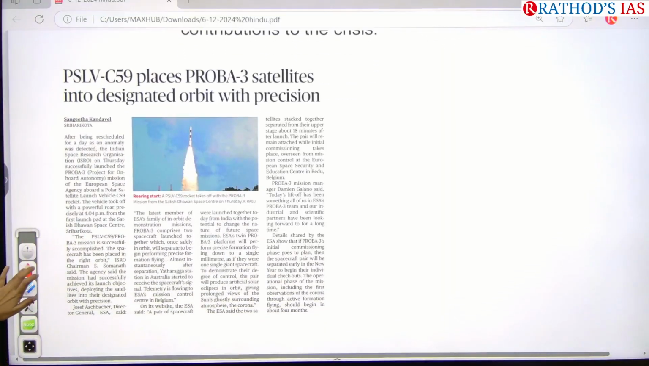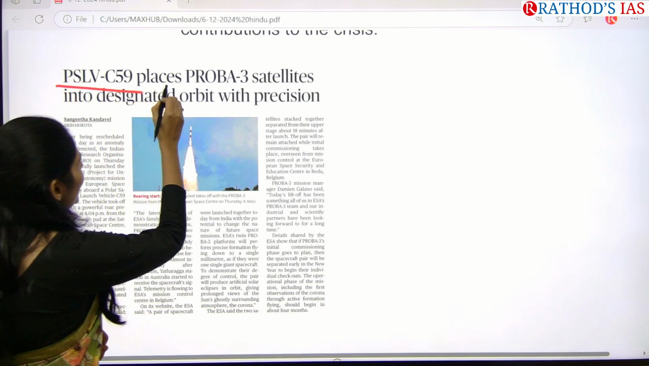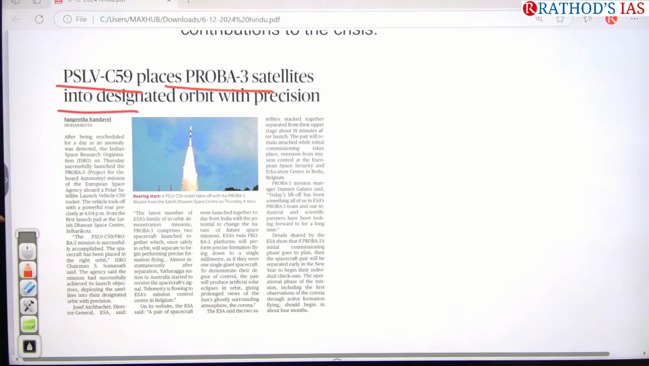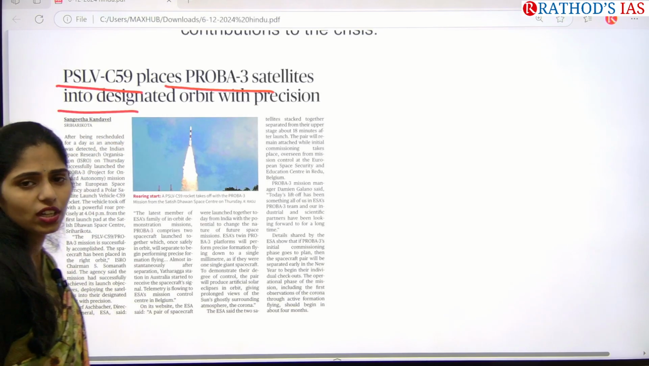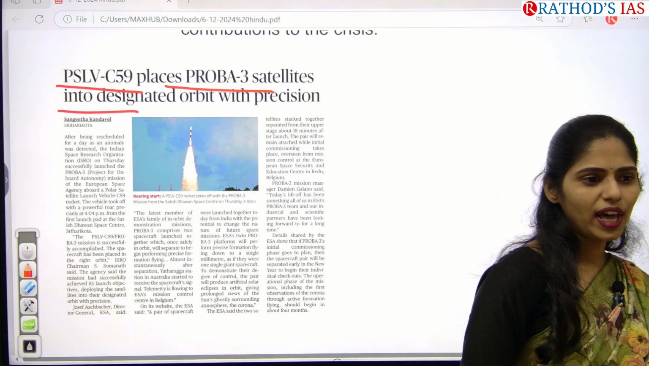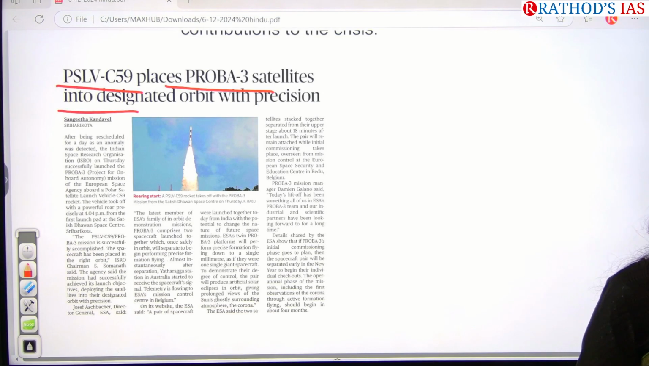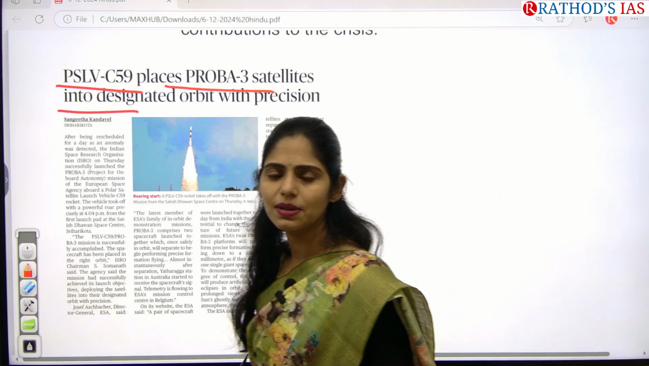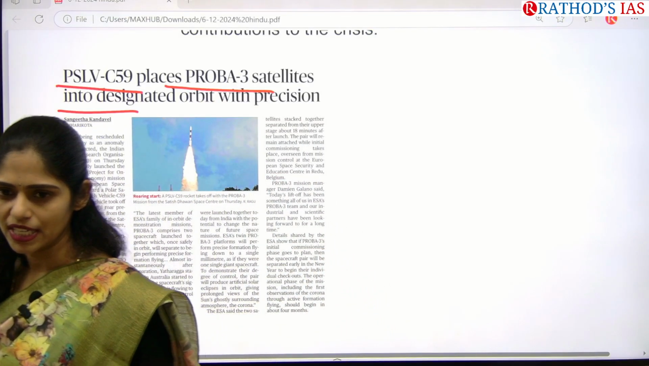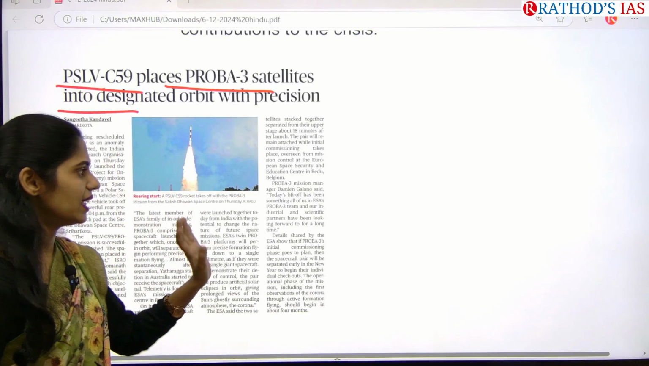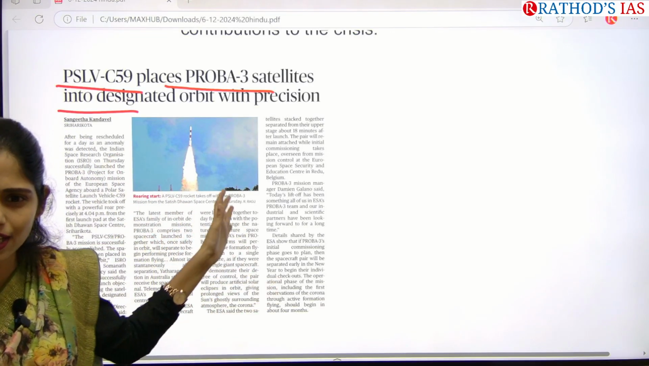And see this article, PSLV C-59 places Proba-3 satellite into a designated orbit with precision. So what is this Proba-3 about? Solar mission. Which space agency's project is it? European Space Agency's project. So what is a similar kind of project of India to study the sun? Aditya L1. Okay, so just read about what this PSLV is. In yesterday's class we discussed this topic.